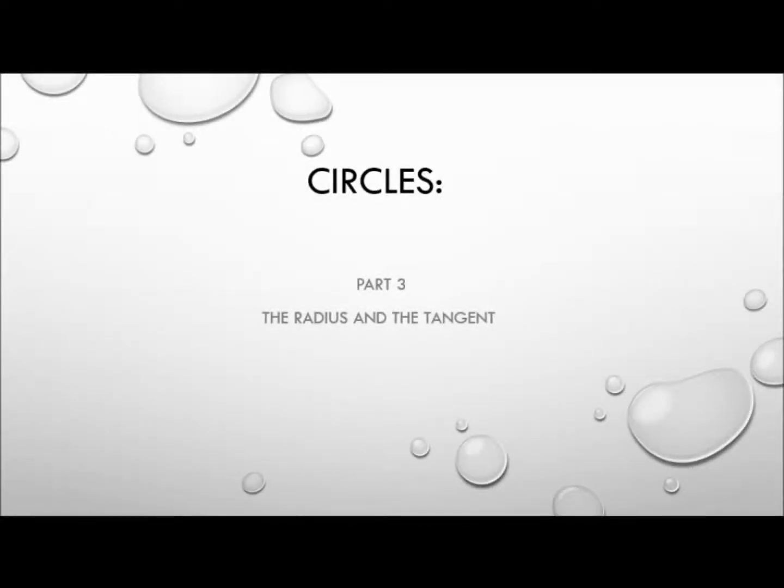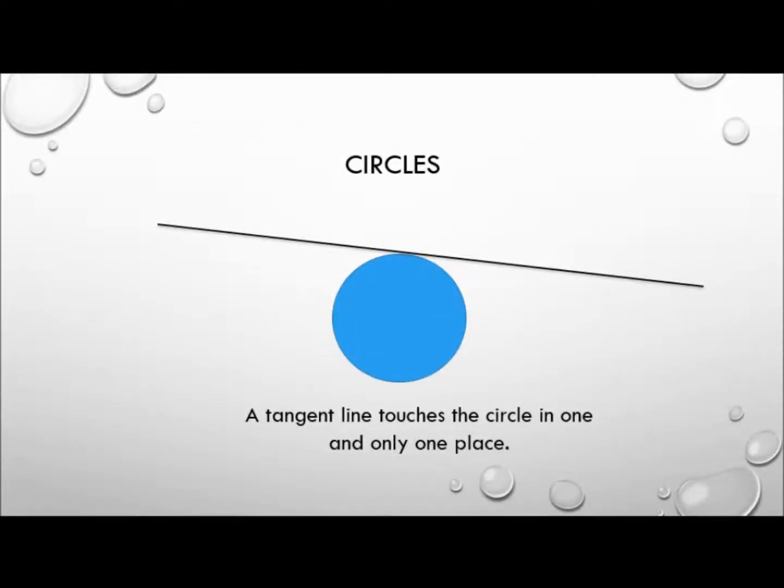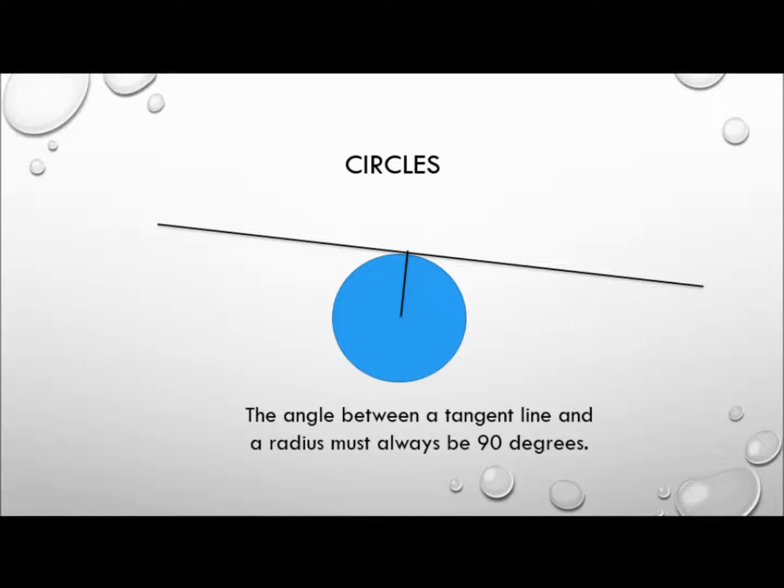GCSE revision video, and in this video we're going to be looking at circles, and we're looking at the relationship between the radius and the tangent. A tangent line touches the circle in one and only one place. The angle between a tangent line and a radius must always be 90 degrees.